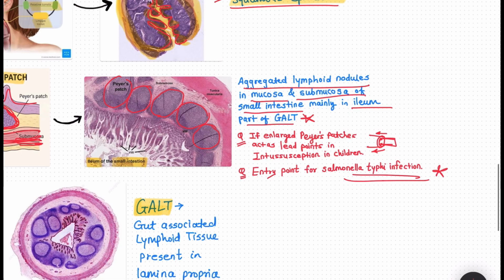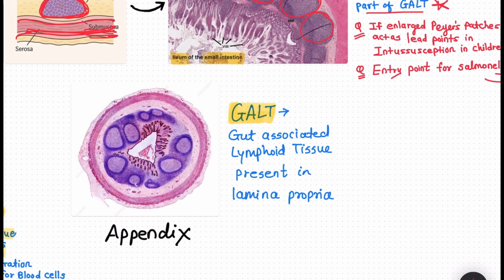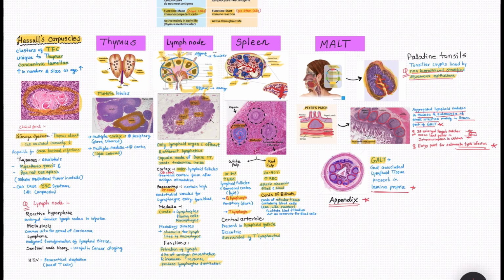Another example of GALT, gut associated lymphoid tissue, is the appendix. In appendix histology you can see there are patches of lymphoid tissue, similar to Peyer's patches, but called GALT. It is present in lamina propria. Peyer's patches were present between mucosa and submucosa, but this GALT in appendix is present in lamina propria. This is a difference. So this was our small discussion on types of lymphoid tissue.